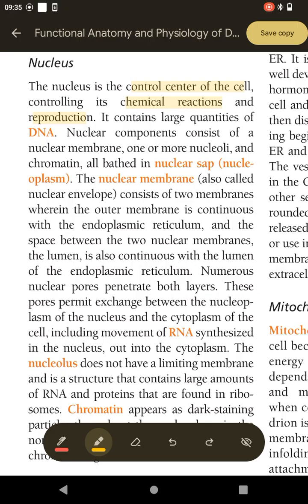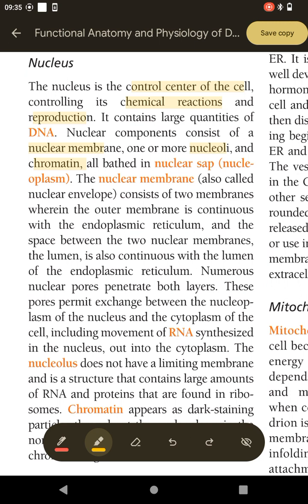It contains large quantities of DNA. Obviously, DNA is found in the nucleus. The nuclear component consists of a nuclear membrane, one or more nucleoli, and chromatin, all bathed in nuclear sap, that is, nucleoplasm. So in the nucleus there are also structures: the nuclear membrane, nucleoli, and chromatin. And all these are bathed in nuclear sap or nucleoplasm.